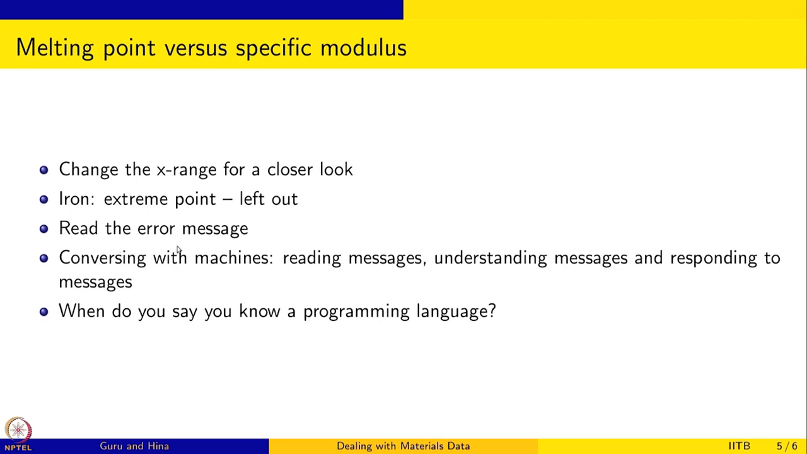Whenever R returns any error message, you should read it and take the corresponding action, or if it gives some warnings, you have to learn what the warning is about. This is what conversing with machines means. You have to read the messages, understand the messages, and respond to the messages. It is exactly like knowing a language. If you say you know a specific language, it means that if people ask you something or tell you something, you will be able to understand and respond to them. In a similar fashion, when you say I know the R programming language, what is expected is that you are able to converse with the machine. If it gives some messages, be it error or warning messages, you are able to read, understand and respond.